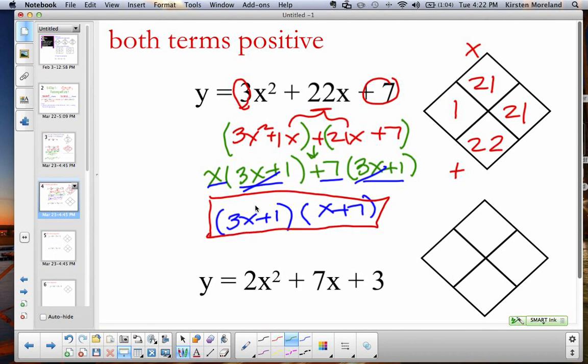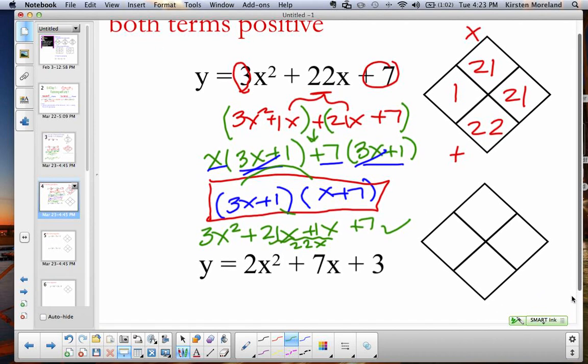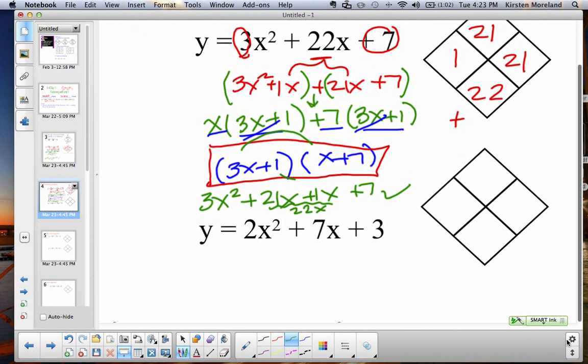But I am going to just check, so 3 times x is 3x squared. That goes in line with my answer. 3 times 7 is 21x. 1 times x is 1x. And 1 times 7 is 7. Check my middle term, that is 22x. So I've done it correctly. I'm not going to check that many more on this, but make sure you always double check your answers.